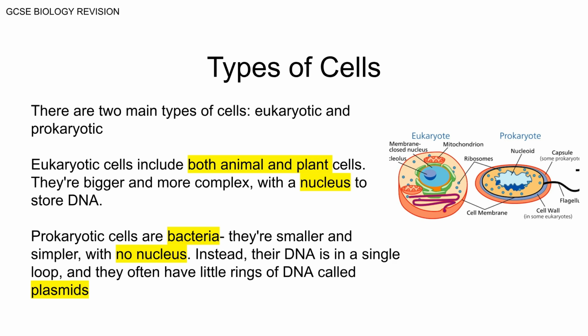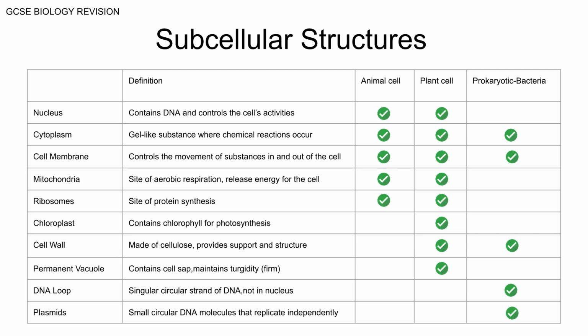On the other hand, prokaryotic cells are smaller, simpler, and are found in bacteria. They don't have a nucleus. Instead, the DNA is in a single loop, and they often have little rings of DNA called plasmids. These plasmids are like small bonus pieces of genetic info that can help bacteria survive in certain environments.